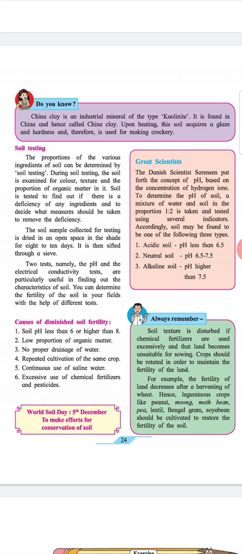Do you know? China clay is an industrial mineral of the type kaolinite. It is found in China and hence called China clay. Upon heating, this soil acquires a glaze and hardness, therefore it is used for making crockery.